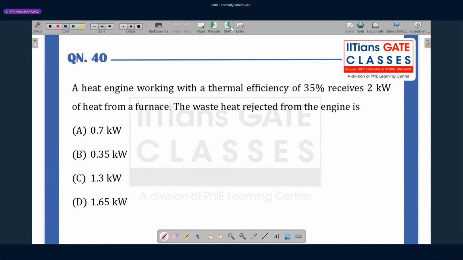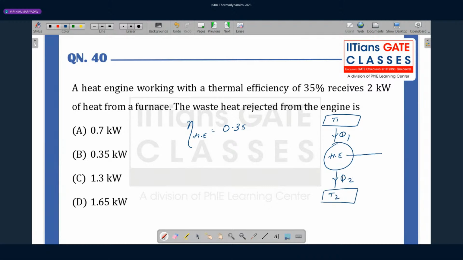So a heat engine working with a thermal efficiency of 35%. So the efficiency of the heat engine is equal to 0.35. This is your heat engine. From T1, it is receiving Q1. At lower temperature T2, Q2 is coming out, and you are getting work output. Now it receives 2 kilowatt of heat from a furnace. So Q1 is equal to 2 kilowatt. The waste heat rejected, I need to find out Q2.